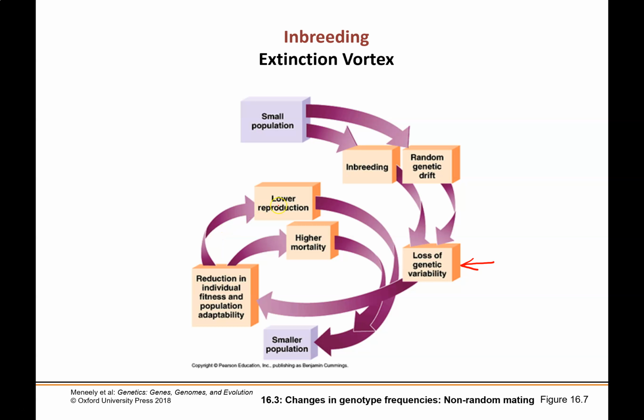So they are going to have lower reproduction, they're going to be less fit, so they're going to have higher mortality, and it's going to decrease the population size even more. And this can continue and continue until you're left with no individuals in the population. So once your population size gets real small, you begin to accumulate a lot of problems in that population. Inbreeding and genetic drift, coupled with higher mortality, just continue to decrease the population size.